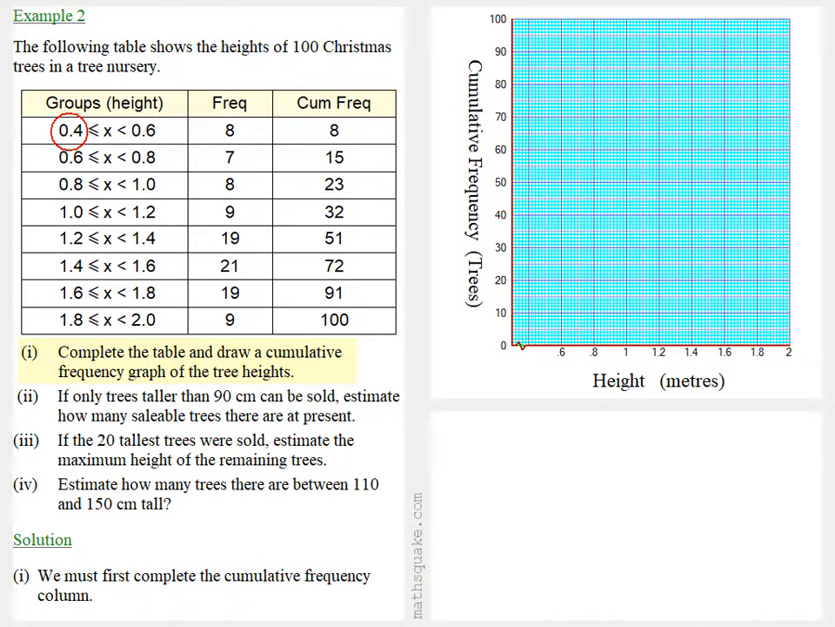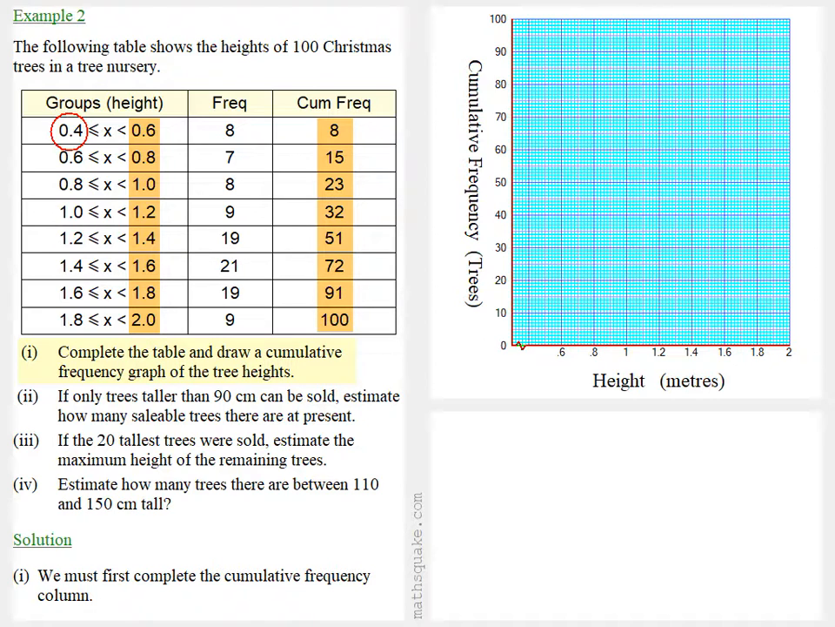The x-axis shows the heights of the trees, and they start at 0.4 going up to 2. Because we're not starting at 0, we can draw a zigzag line to show that the values of x between 0 and 0.4 are compressed. The y-axis shows the number of trees, and that goes from 0 to 100.